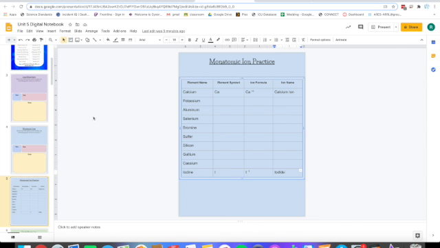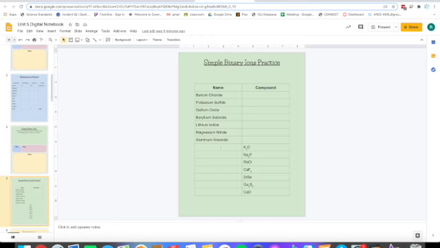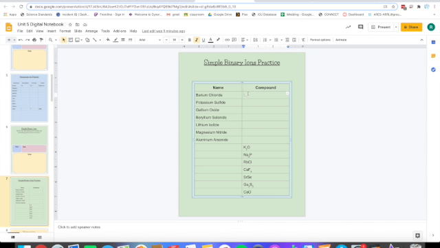So if you look in your digital notebook, for simple binary, the first half I give you the name and you'll have to write the compound. Second half I give you the compound and you'll have to write the name. So let's do this first one together. Now if you would rather work this out on paper and then just write your answers in your digital notebook, I am perfectly fine with that. That way you can do all your crisscrossing there. That's fine.